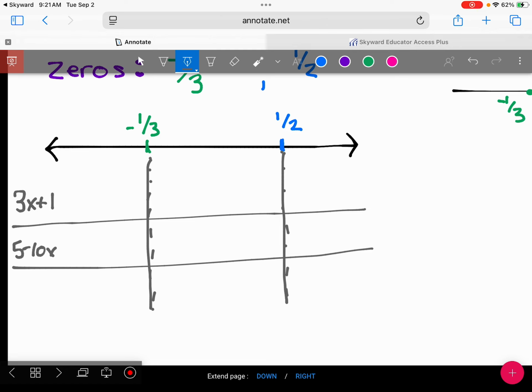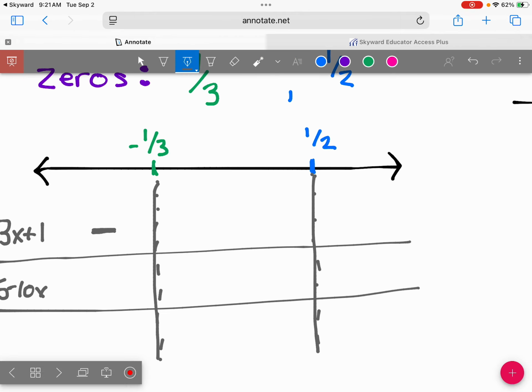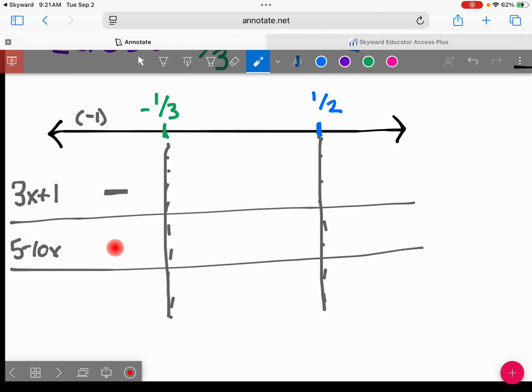Negative. Because if I think of negative 1 as my x, negative 1 times 3 is negative 3. Negative 3 plus 1 would give me negative 2. So that piece is going to be negative. If I think of that smaller than negative 1/3, so again, you can think of it being like a negative 1. And I substitute that in here. 5 minus 10x. Is this piece going to be positive or negative? 5 minus 10 times negative 1?